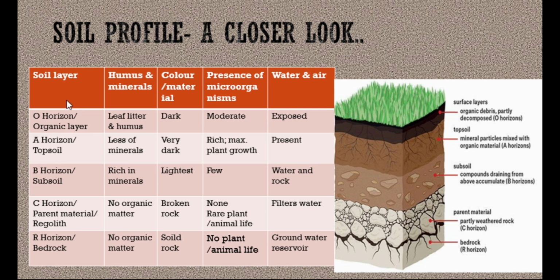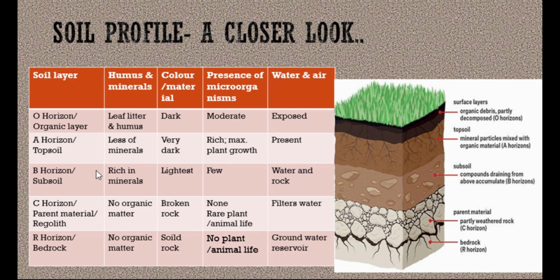Using this table, we will compare each of these layers on the basis of the amount of humus and minerals present, the color and material it is made up of, the presence of microorganisms, and the presence of water and air. The topmost layer, which is called the organic layer, is also called the O horizon. It is rich in leaf litter and humus. It is dark in color and it has a moderate amount of microorganisms present in it because it is made up of decomposing organic material. It's also directly exposed to water and air.